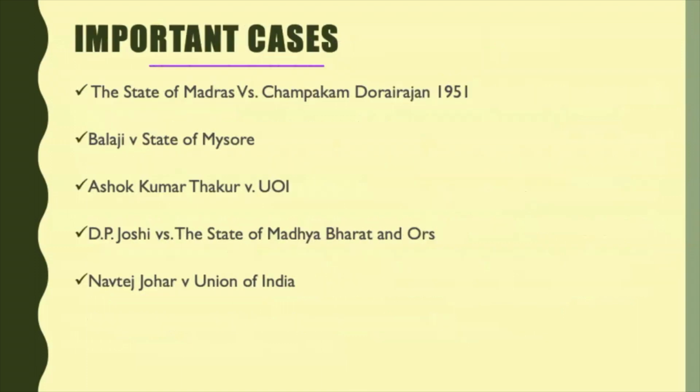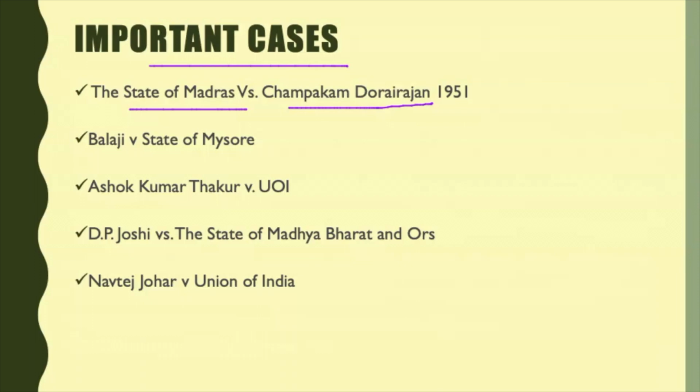So, certain important cases. First is the State of Madras versus Champakam Dorairajan, 1951. So what basically happened in this case? The communal government order which pertains to admission to medical and engineering colleges in Madras was challenged. This particular order fixed proportionate seats for different communities. And this order treated caste as the sole basis for reservation. And the Supreme Court expressly struck down this particular government order.